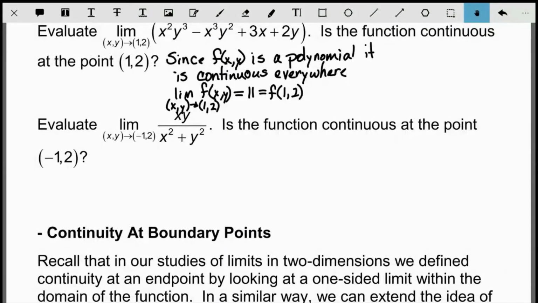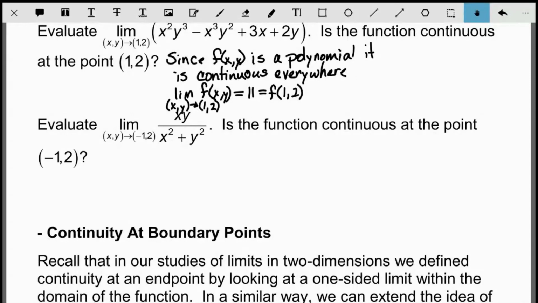Okay, so let's look at another one. It says evaluate the limit as xy approaches -1, 2 of xy over x squared plus y squared. Is the function continuous at the point -1, 2? Well, if I look at the point -1, 2, I can see that I'm going to get an actual function value. I can also see the composite of this is going to be continuous. I don't have any points.